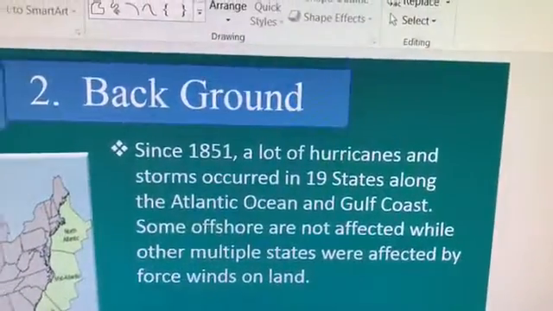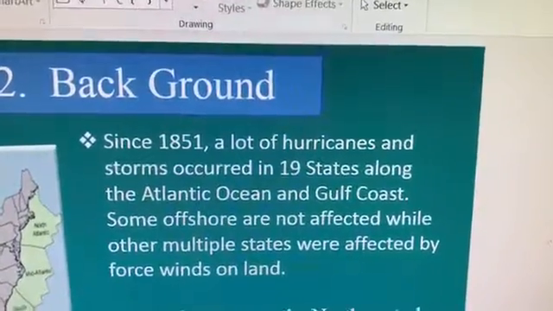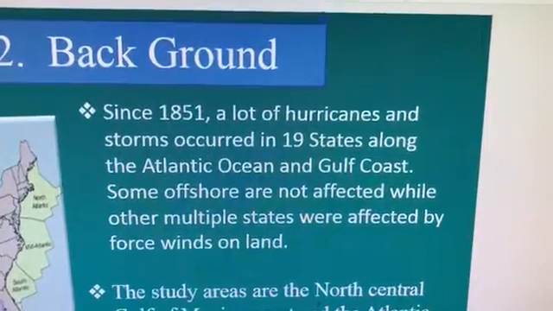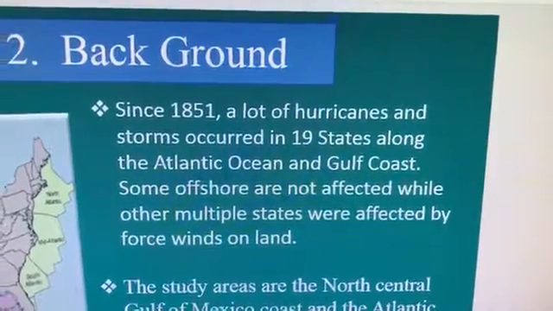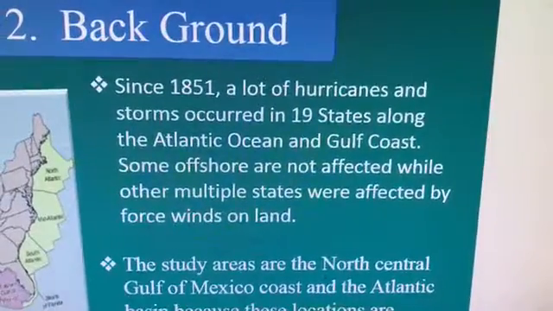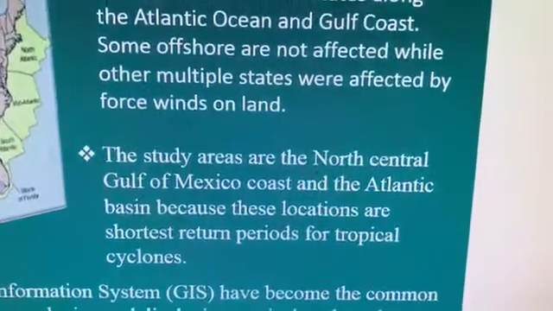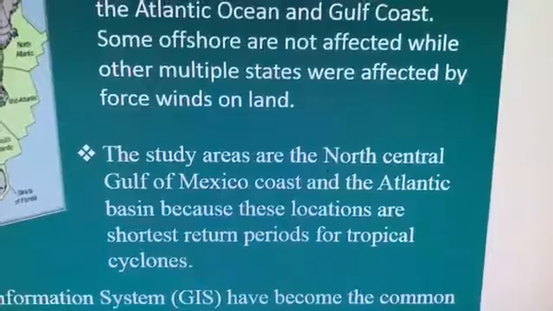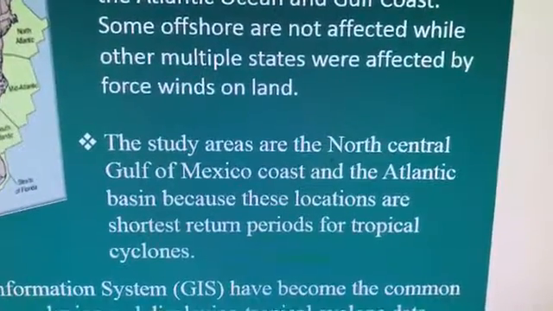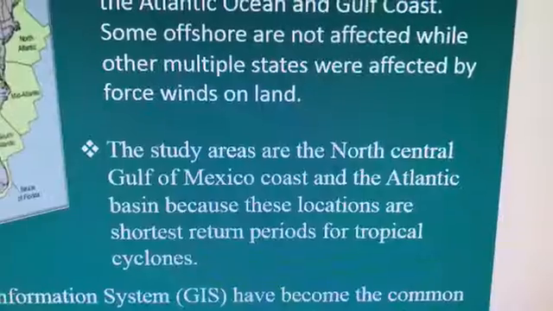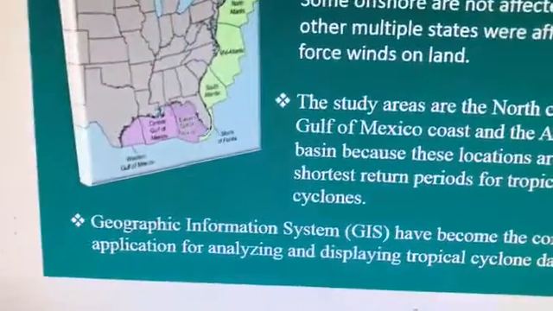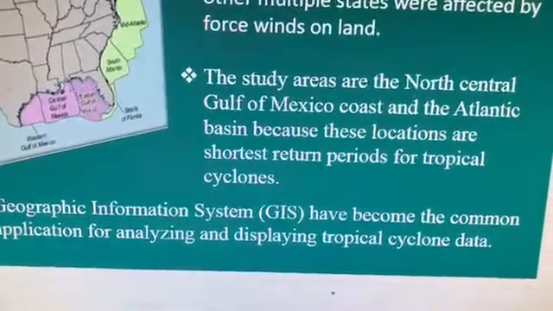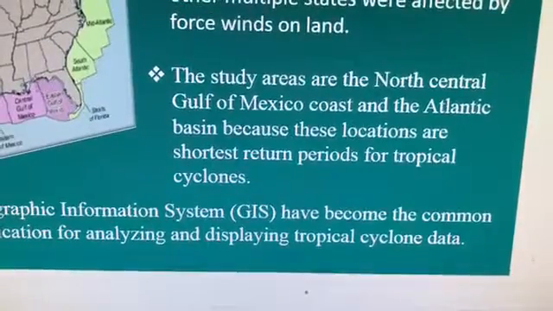Since 1851, a lot of hurricanes and storms have occurred in 19 states along the Atlantic Ocean and Gulf Coast. Some offshore areas are not affected, while other multi-states were affected by force wind on land. The study areas are the north-central Gulf of Mexico coast and the Atlantic Basin because these locations have the shortest return periods for tropical cyclones. Geographic information systems have become the common application for analyzing and displaying tropical cyclone data.